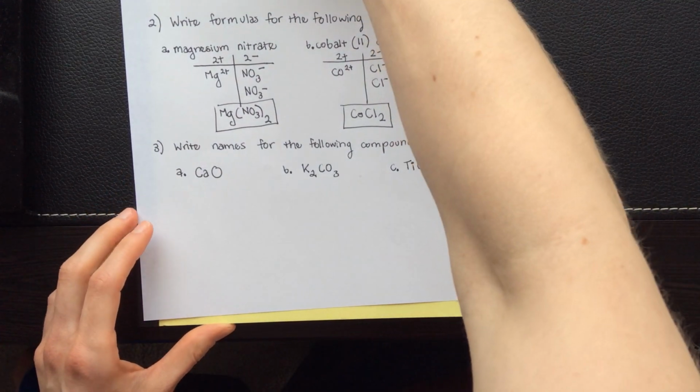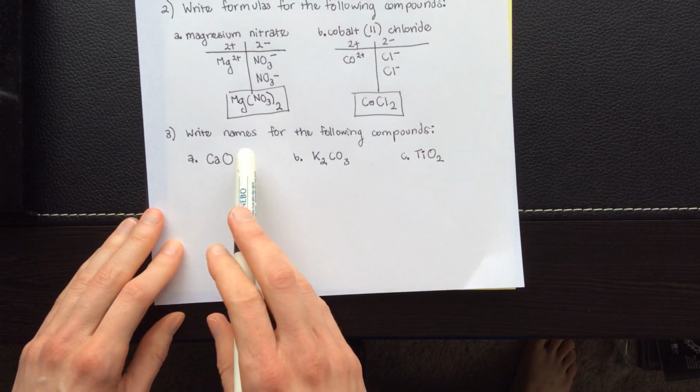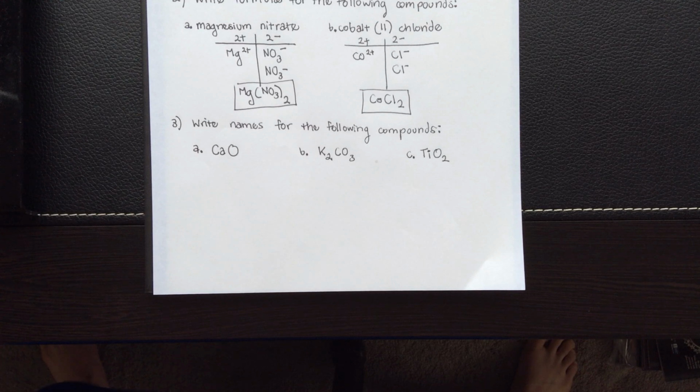Now you have to be able to go backwards too. You have to be able to write names from formulas. And for this test, just worry about ionic. Don't worry about covalent naming. Just worry about ionic.